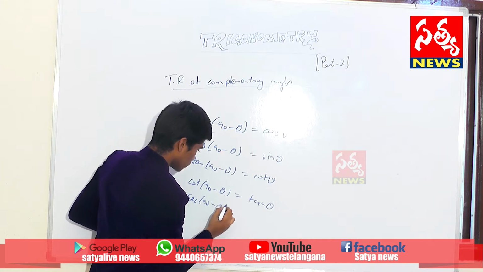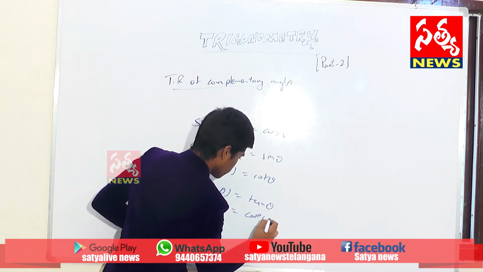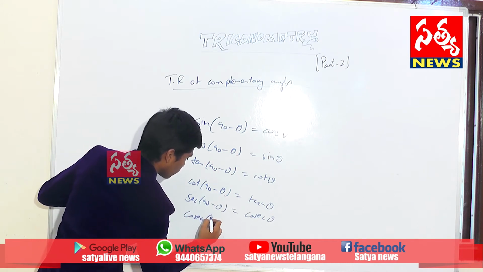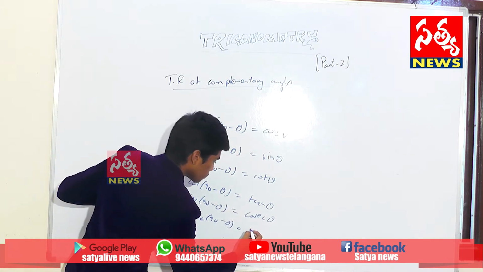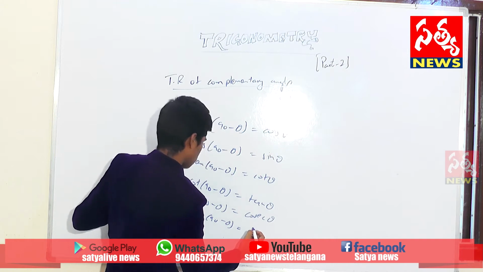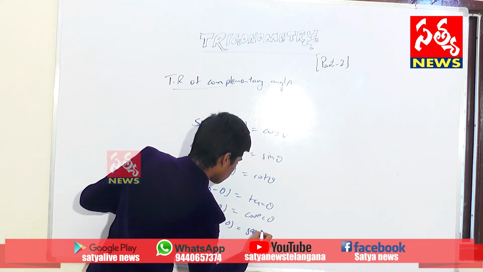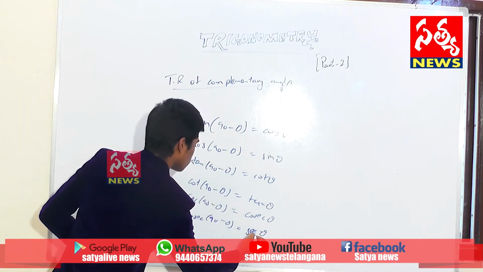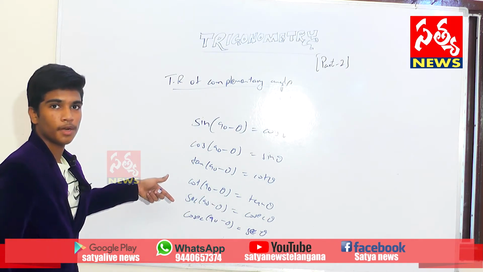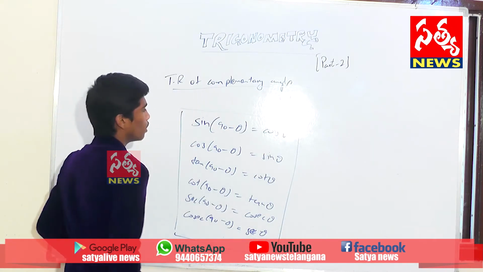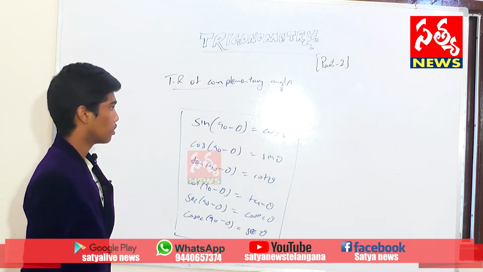secant 90 minus theta is equals to cosecant theta, cosecant 90 minus theta is equals to secant theta. These are the 6 complementary angle ratios. Let's discuss a problem based on this.